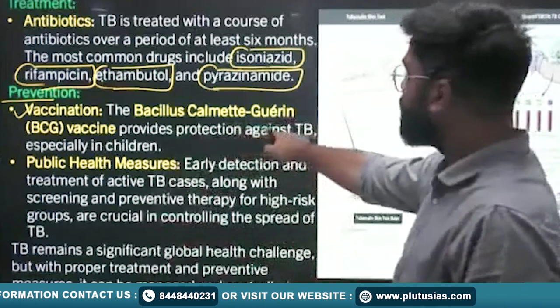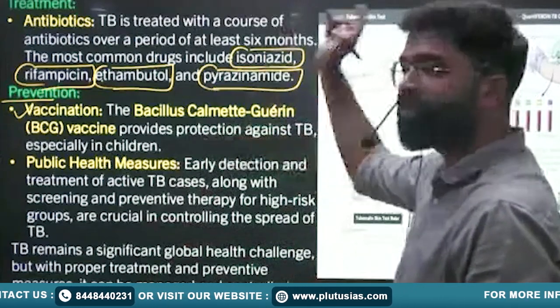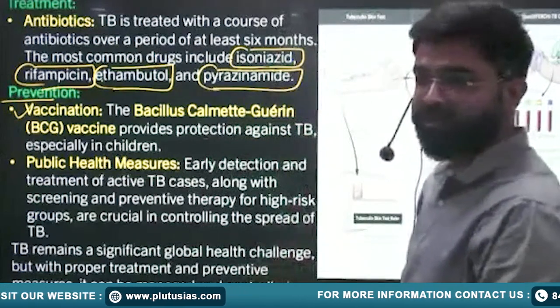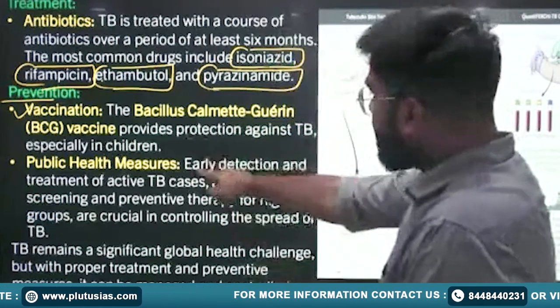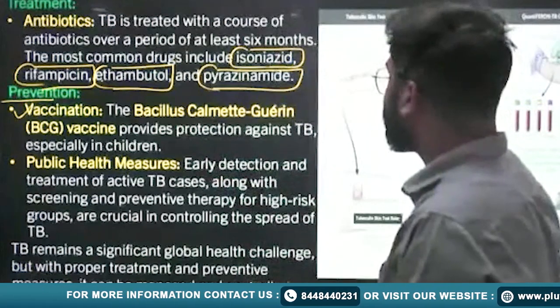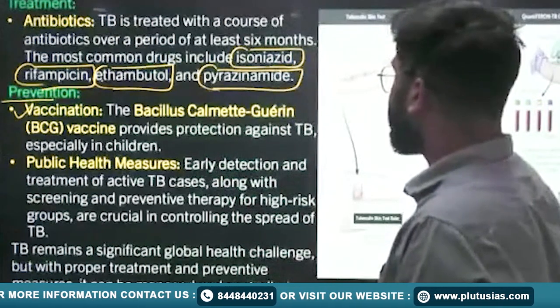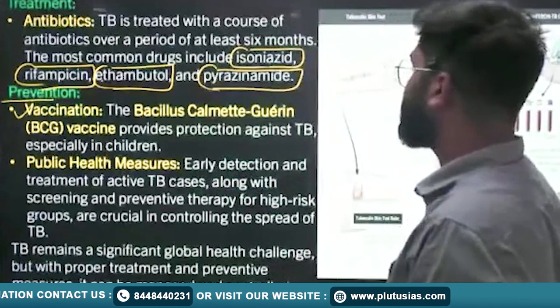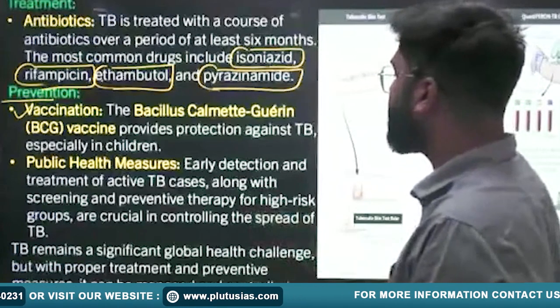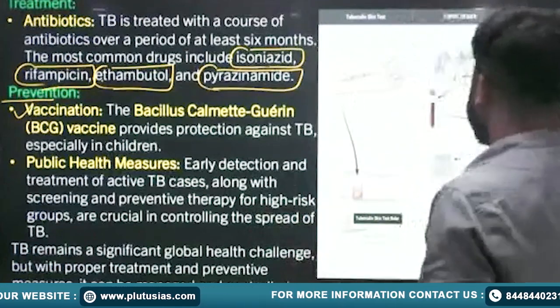Is it okay? So the vaccine for TB is the BCG vaccine. Okay, BCG vaccine provides protection against TB, especially in children. So har bacche ko BCG vaccine lagti hai. Theek hai? Public health measures, early detection and treatment of active TB along with screening and preventive therapy for high risk groups are crucial in controlling the spread of TB. TB remains a significant global health challenge, but with proper treatment, it can be managed. Okay?